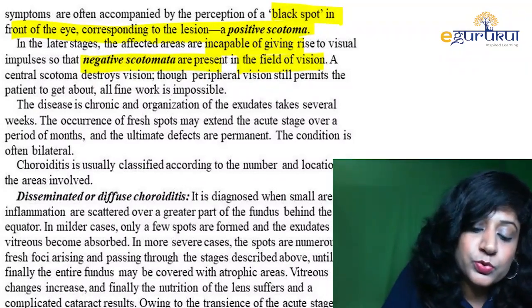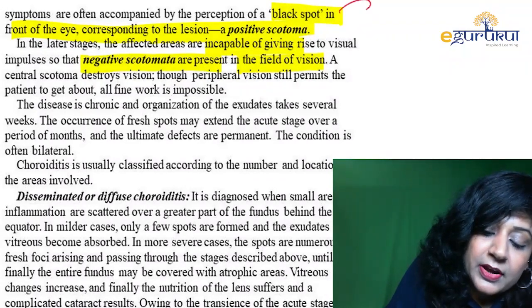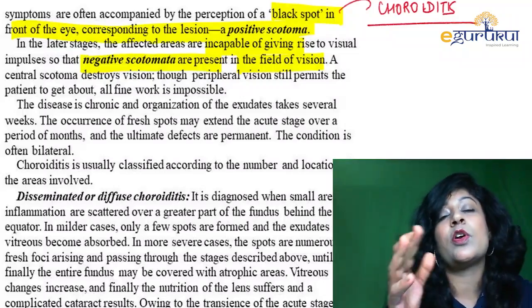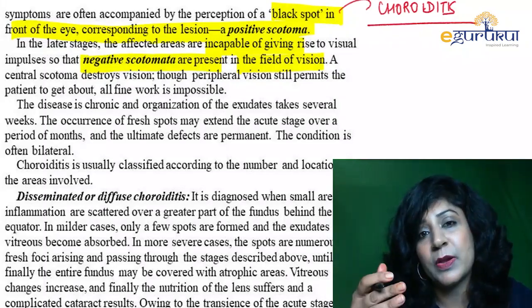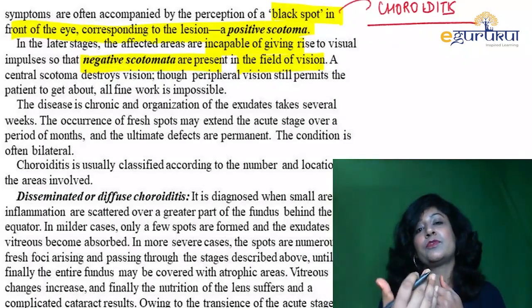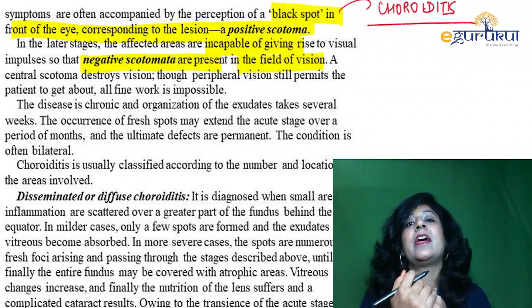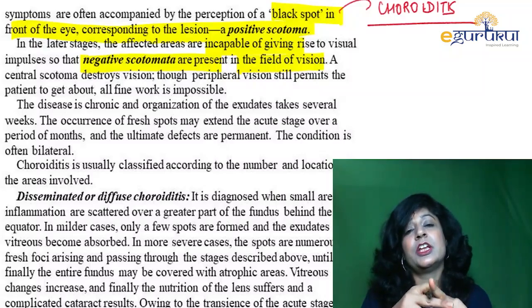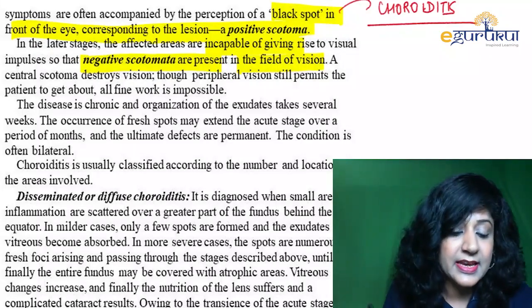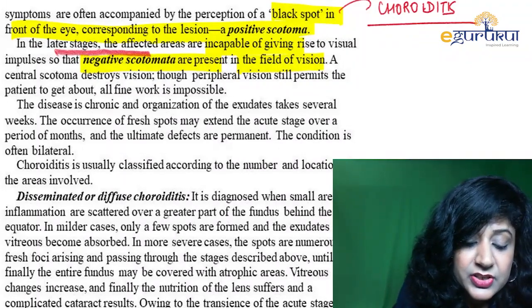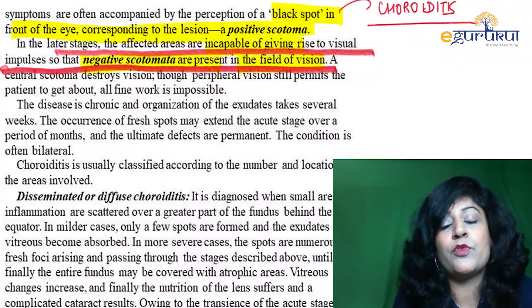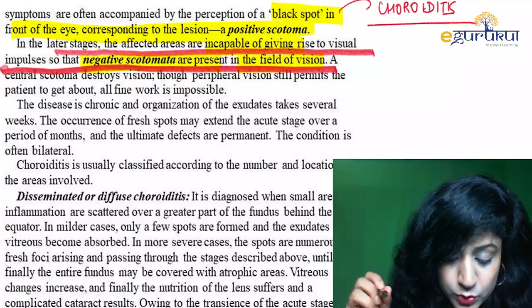But what happens due to the choroiditis? Due to the choroiditis, we have an area where we are not able to have the image, because that is the area which is in front of the patch of choroiditis. So the retina is not able to form the image and the patient can perceive it. So that is a positive scotoma, but they say that in the later stages the affected areas are not able to perceive those visual impulses, and therefore that will also become a negative scotoma.